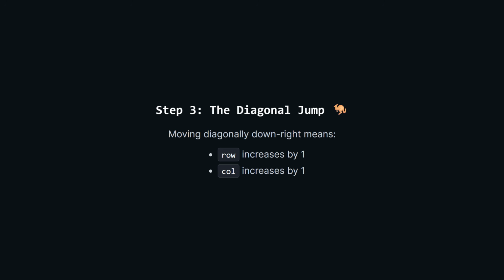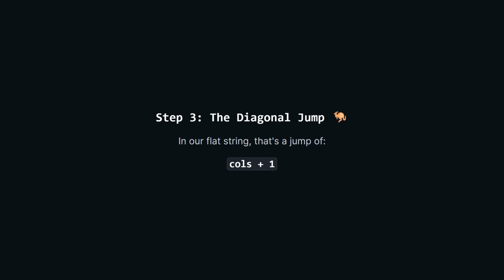Now think about moving diagonally down and to the right in a grid. Every step you take, you move down one row, and you move right one column. When we translate that diagonal move into our flat string math, increasing the row by one adds an entire row's worth of width to our index, and increasing the column adds one more. So every diagonal step simply jumps forward by the number of columns, plus one.